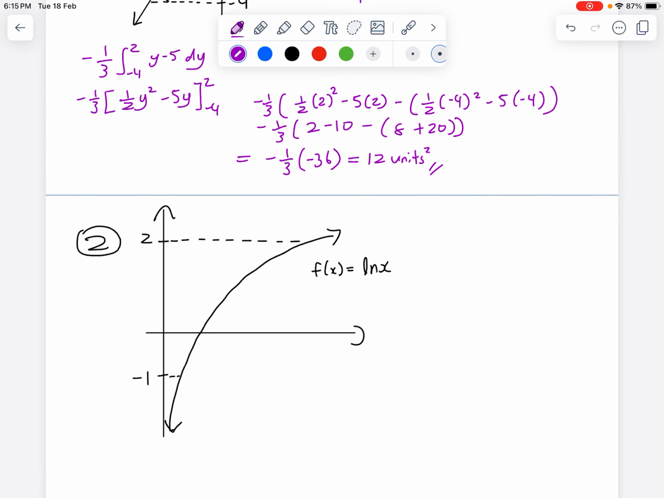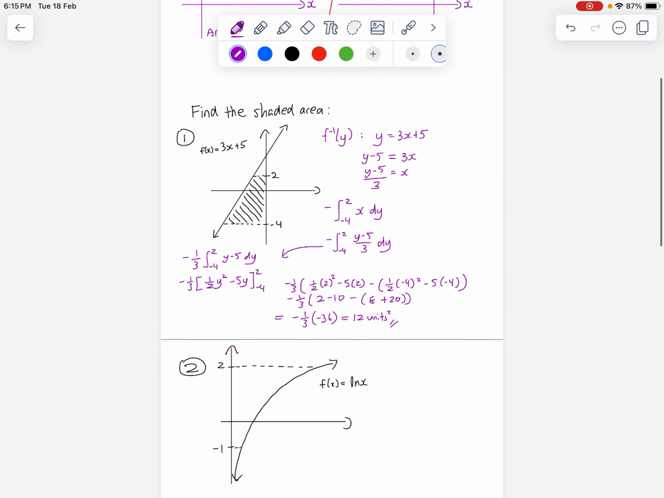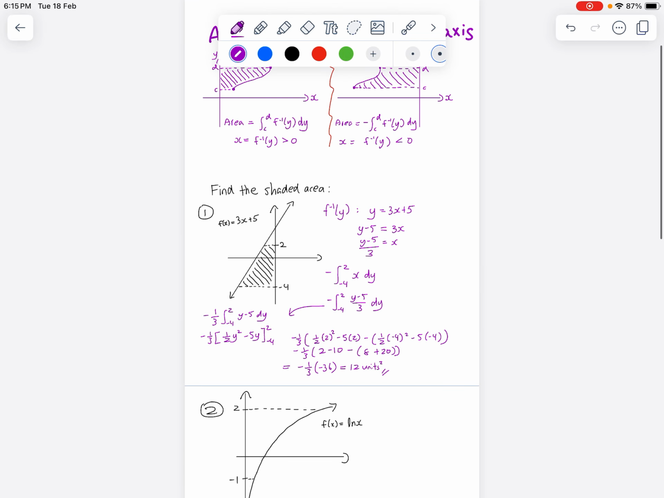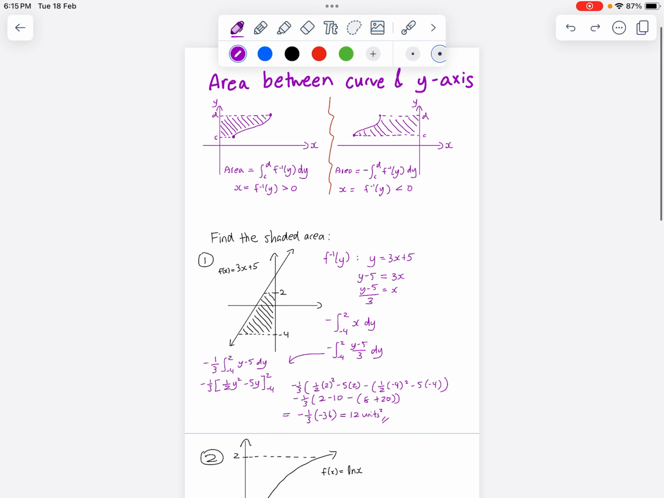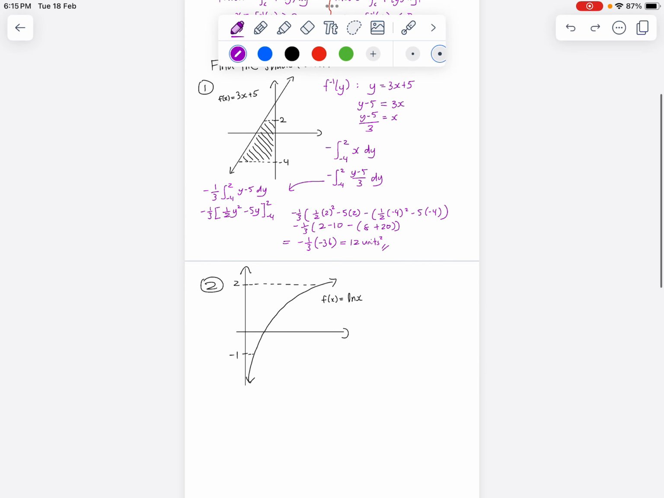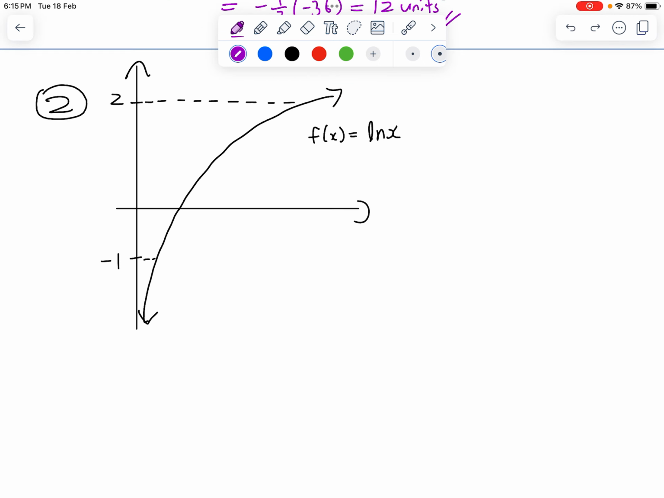Now we have the function ln of x. Which method should we use? We can see that the area is from negative 1 to 2, and this area is to the right-hand side, so we want to use the integration where it is positive. First we want to find what f inverse of y is. I have y equals ln of x and I want to isolate x. Remember, ln is the same as log base e, so e to the power of y equals x.